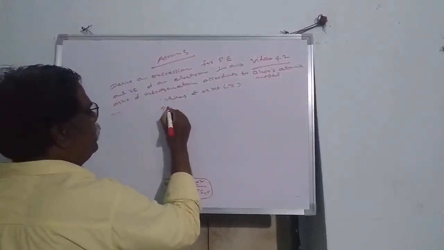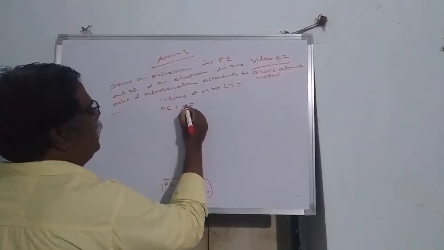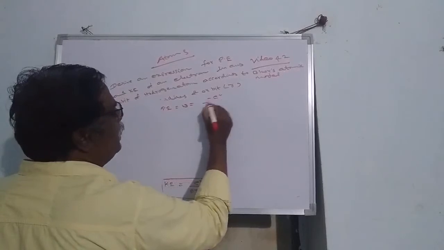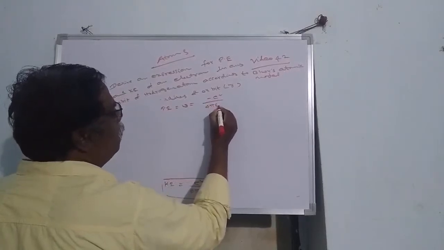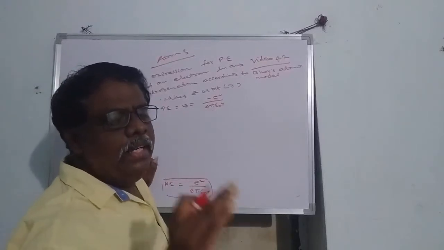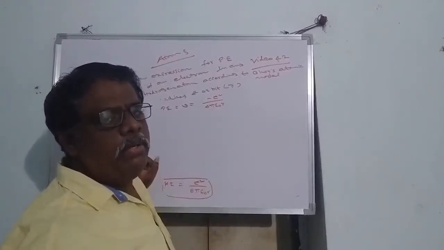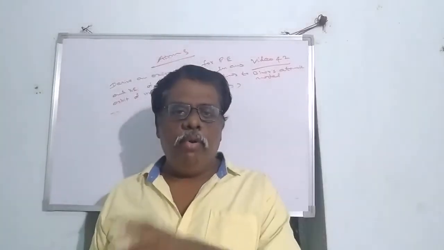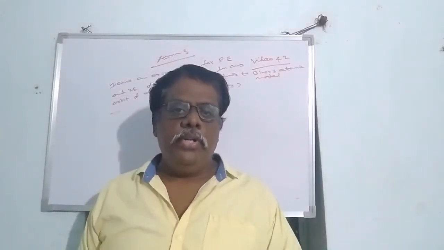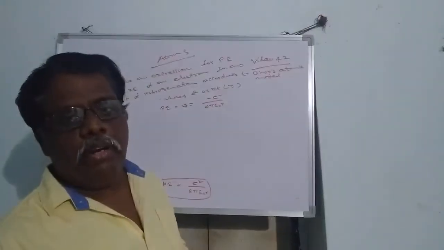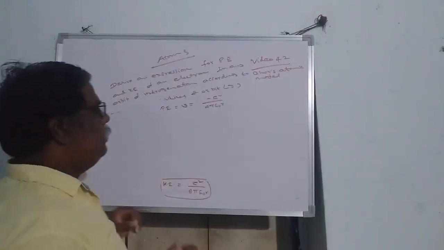Then potential energy. Potential energy should be denoted with U. The formula given is minus e square by 4 pi epsilon naught r. This minus sign indicates the electron is always bound to the nucleus. To take out this electron, we have to apply force opposite to that of the nucleus. So that's why we have to indicate the negative sign. The electron will always be bound to the nucleus.